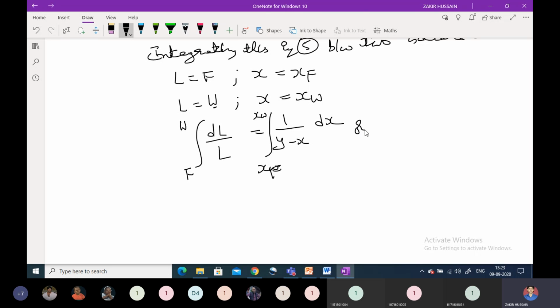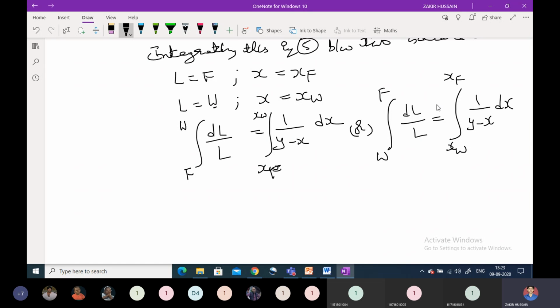Or otherwise we can write this as: integral of dL by L from W to F, then the limits we will have to interchange, y minus x dx. At L equal to W, the composition will be xW. When L is equal to F, the composition will be xF.